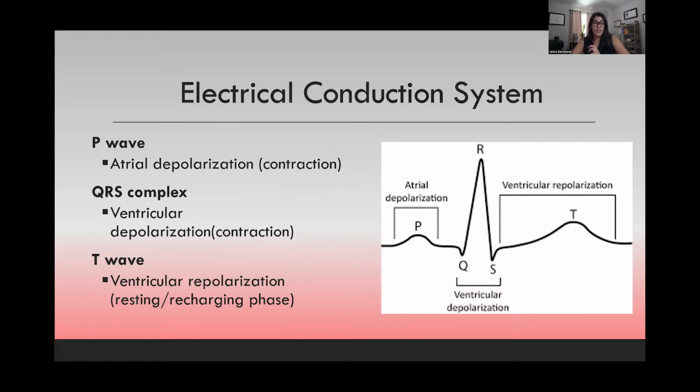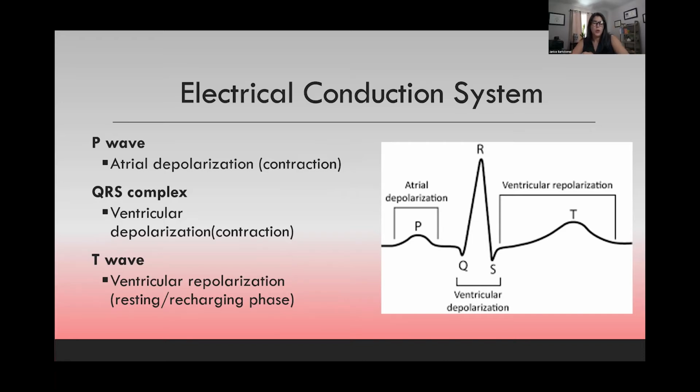So we have P waves. These are always in front of every QRS, and they mean the contraction of the atrium. We have a QRS for every beat, and that means the ventricular contraction. And then we have T waves, which is basically the resting, recharging phase.